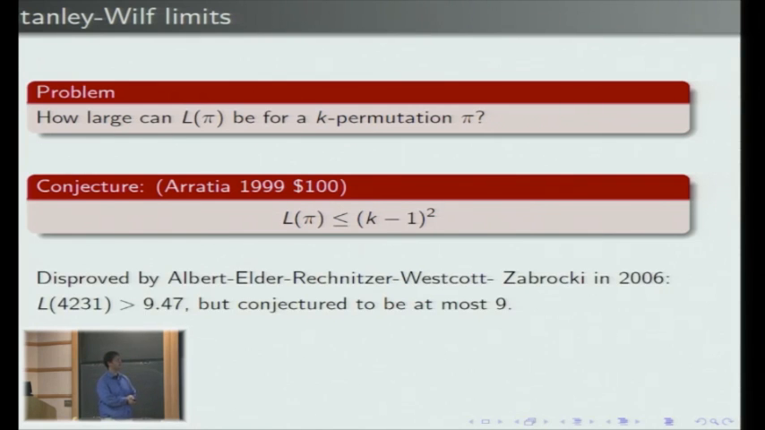It was eventually disproved by the example 4231, so this permutation on four letters. It's bigger than 9.47, and if you plug in k equals 4, the conjecture was that it's at most 9. So it's about 5% too large. So they split the $100 five ways. I'm not sure how this worked out.